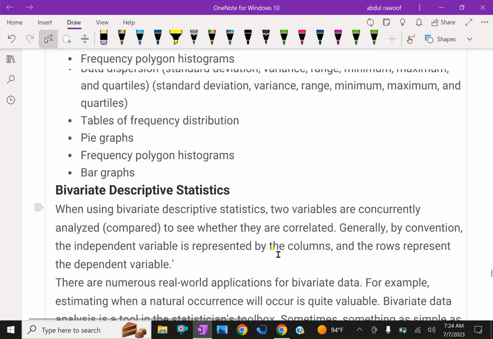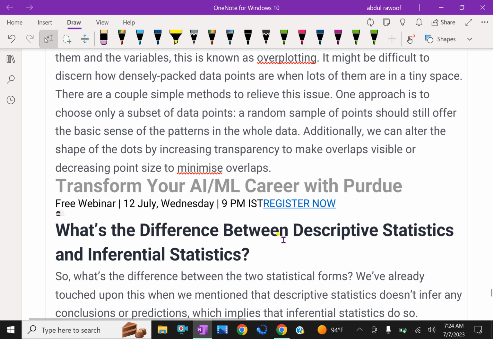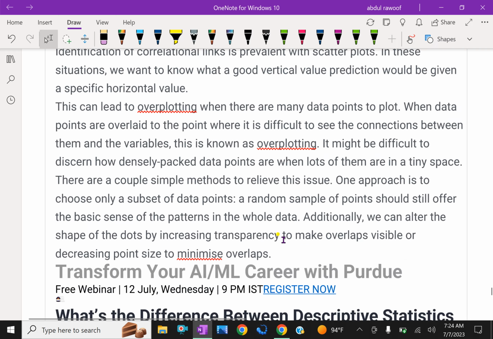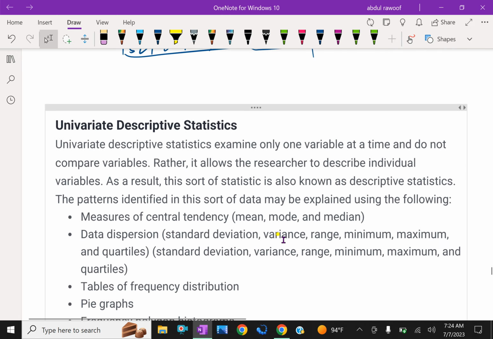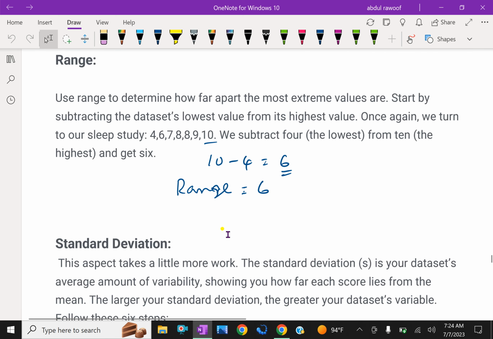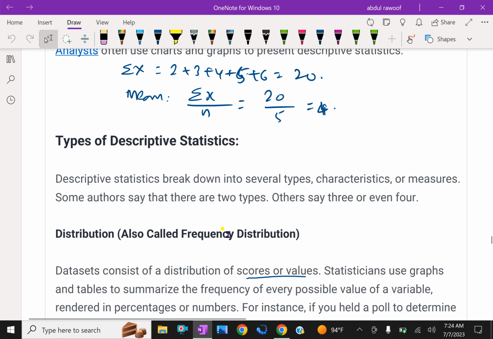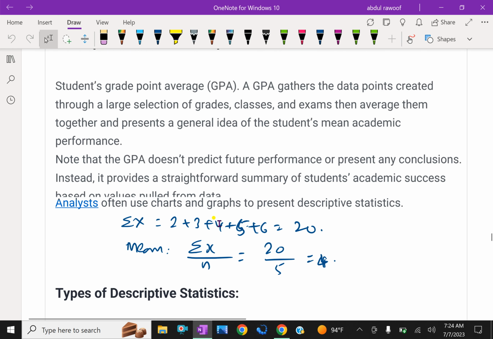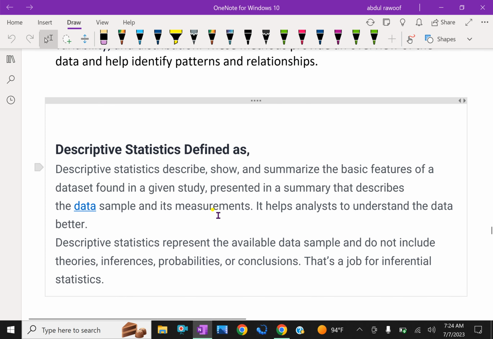Now further, so far we have covered the measures of central tendency, the types of descriptive statistics, and what descriptive statistics is.